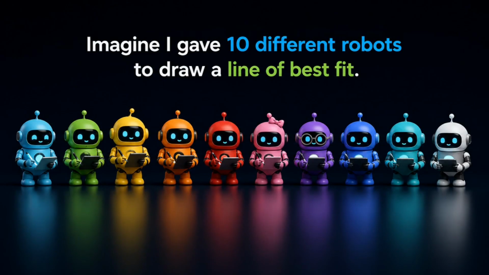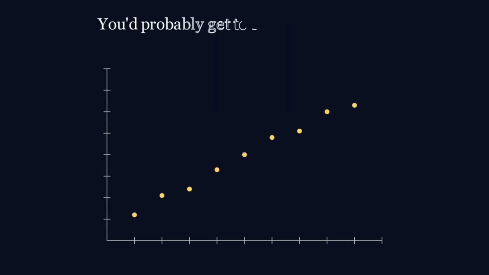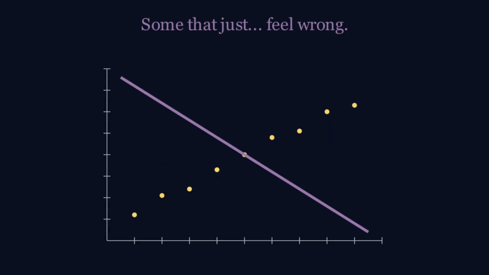Imagine I give 10 different people this graph, and I ask them a simple question. Draw the best straight line. You'll probably get 10 different answers. Some too steep, too flat, some that just feel wrong.